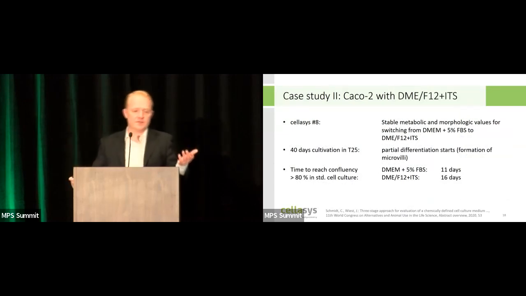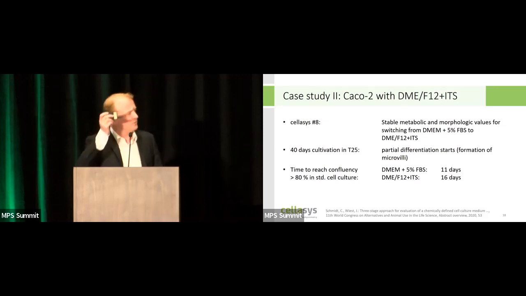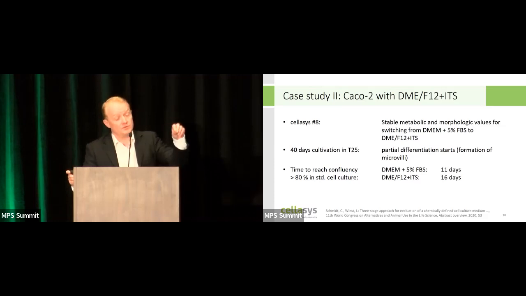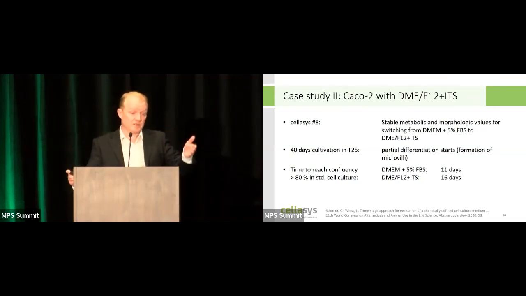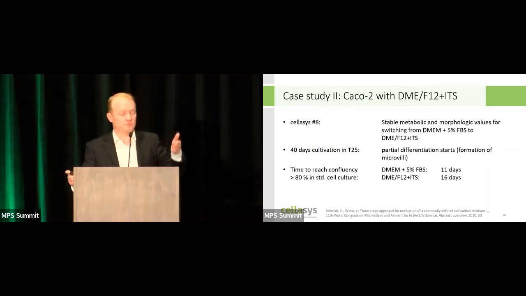That's the second case study, just a quick one. We made our Celasys 8 assay, and we found out that for the CACO2 cell line, a 50 to 50% DMEM F12 mixture with ITS worked fine in our Celasys 8 assay, so in the 24-hour assay. What we also did, we moved to standard cultivation protocols, which is state of the art, to move away from FBS, to make tests over weeks and months with the newly developed media.